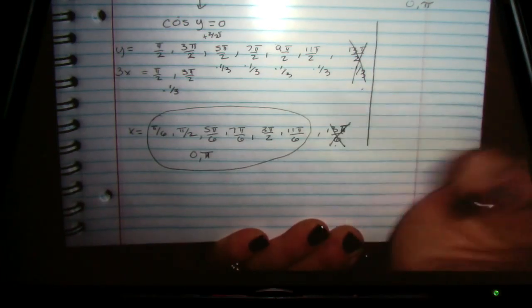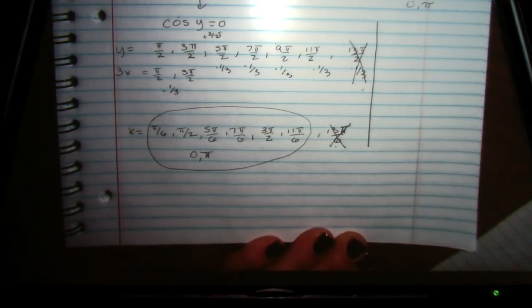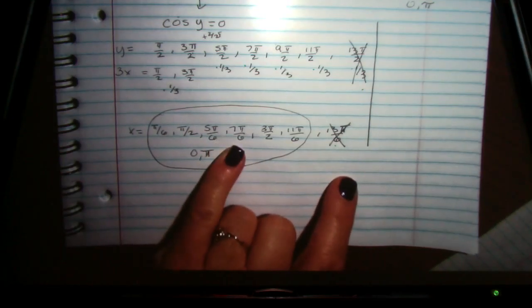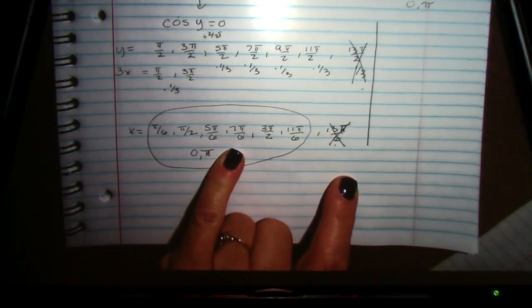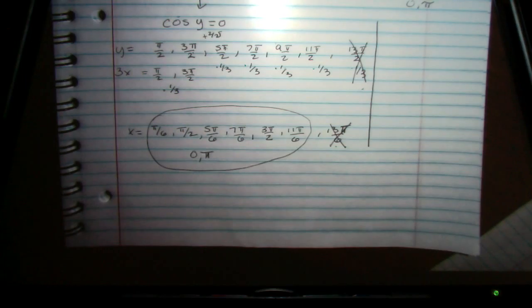Got it. Couldn't you just add 2 pi over 2 on the x? You'd be adding 2 pi over 6. Oh, yeah, 2 pi over 6. You could have. I like to do it up here. It's easier for me to see because I can rotate on my unit circle.